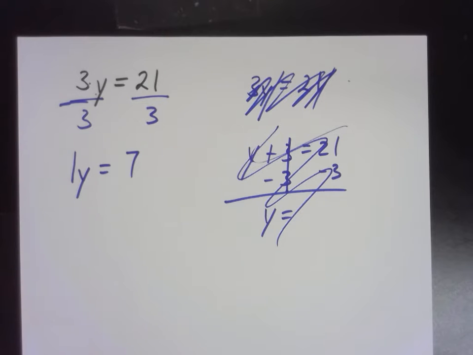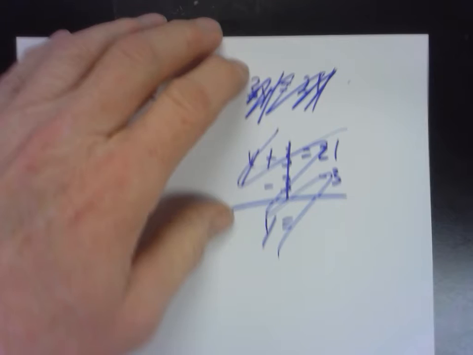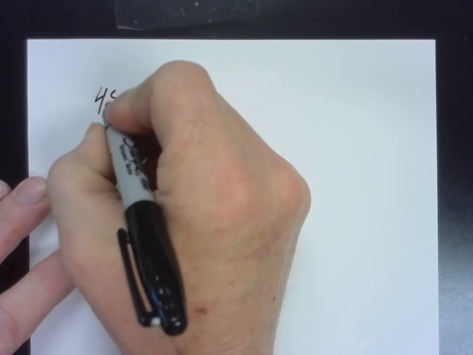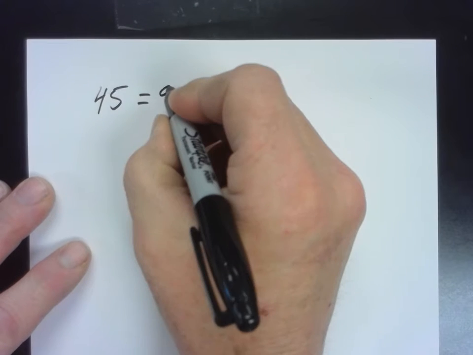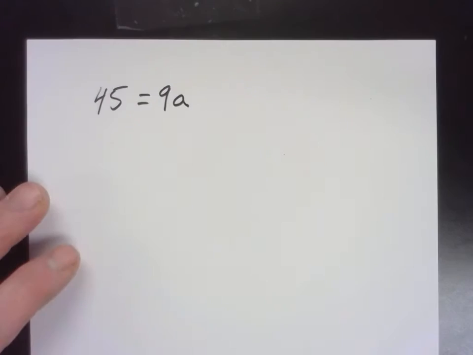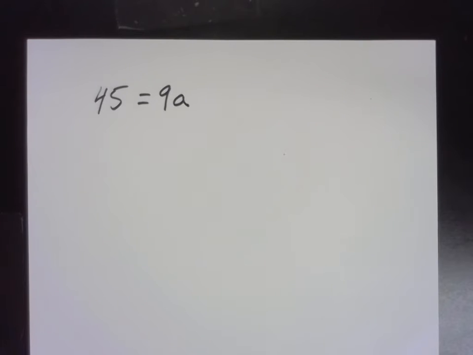Now that one you could just see the answer. A lot of them you can just see the answer. I don't know, 45 equals 9 times a. Yeah, boom, 5. I don't want 9 times a, I want 1 times a. So what can I do to both sides? Yeah, I can divide by 9.